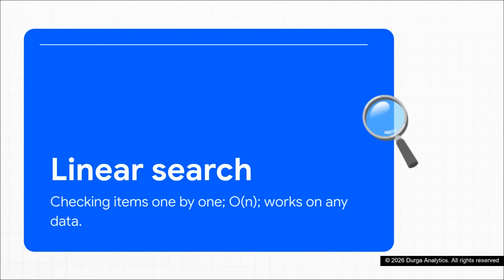So let's start with what we all already know, linear search. You just check every single item, one by one. It's super intuitive, right? It's usually the very first algorithm a developer writes. By definition, it has an O of n cost, meaning the time it takes scales directly with the number of items. Now, this is totally fine for small collections, but think about this.